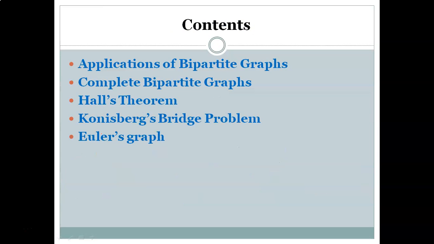In this lecture, we are going to discuss the applications of a bipartite graph, complete bipartite graph, Hall's theorem, and Konigsberg's bridge problem. That was the main foundation stone of graph theory, and the solution of this Konigsberg bridge problem was given by Euler. So there are certain types of graphs which are known as Euler's graphs.